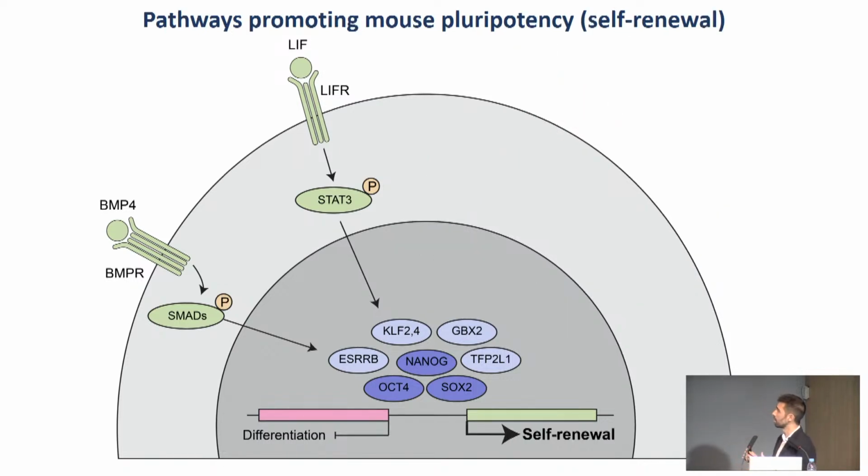So more in detail, when you, for instance, stimulate mouse pluripotent cells with LIF and BMP4 or serum, you stimulate at the same time JAK-STAT and SMAD pathways, which are going to favor the stabilization of this pluripotency network. So this is going to be translated into the promotion of the cell renewal of the mouse pluripotent cells, and at the same time are going to inhibit the differentiation.